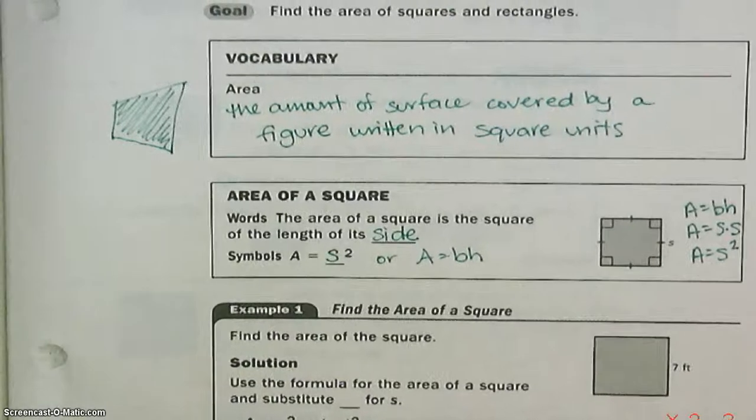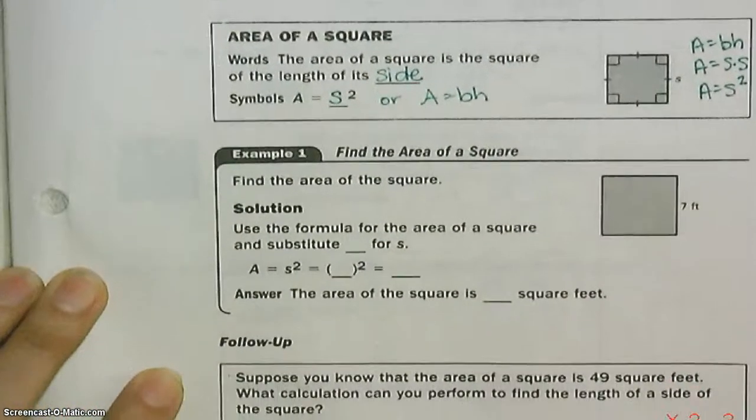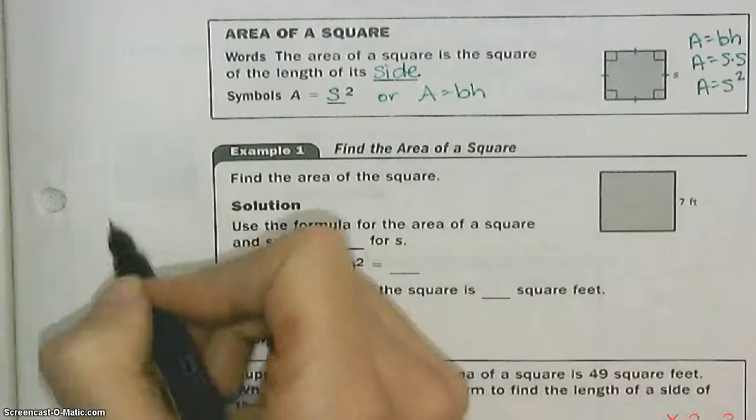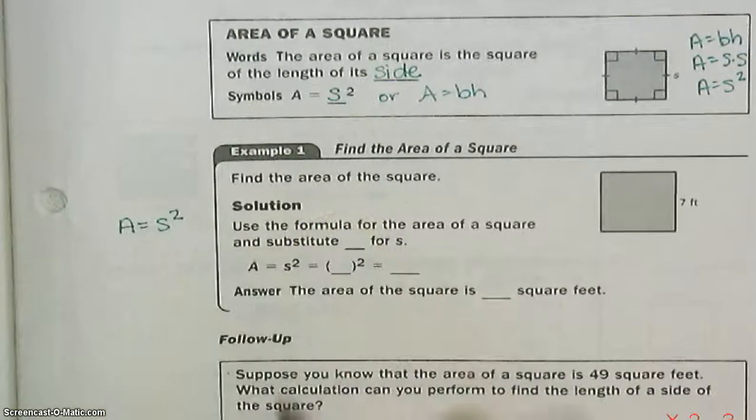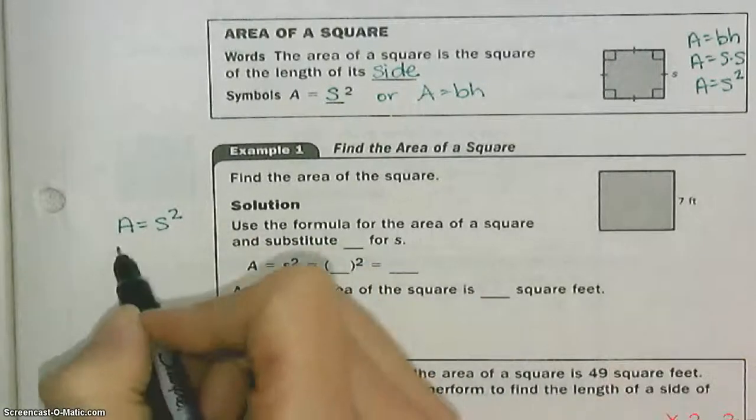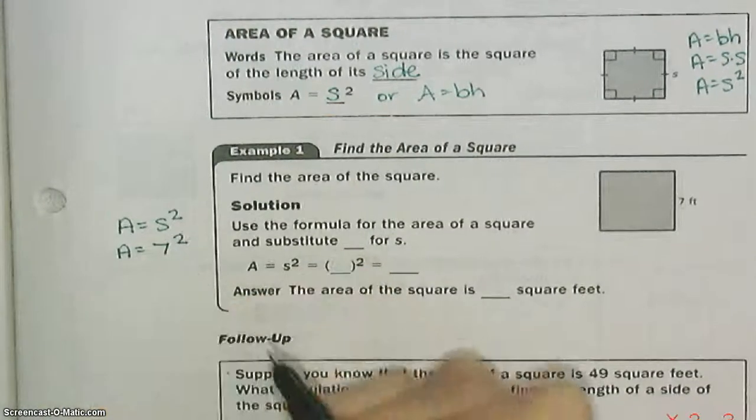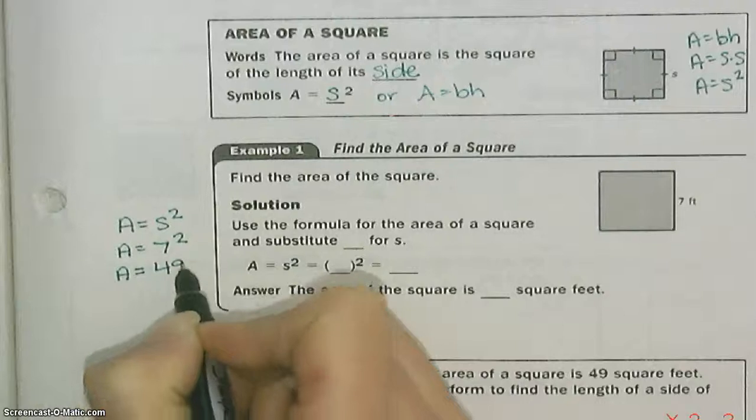So let's do an example. All right, I want you to get in the habit of writing the formula for each shape. So find the area of the square. The first thing I want you to do is write, off to the side, area equals side squared. That's your first step, is to write the formula. Then you're going to plug in what you know. Do you know the area? No, but you do know the side. You're looking for the area. So area equals, you plug in S, which is 7, 7 squared. Area equals 49.